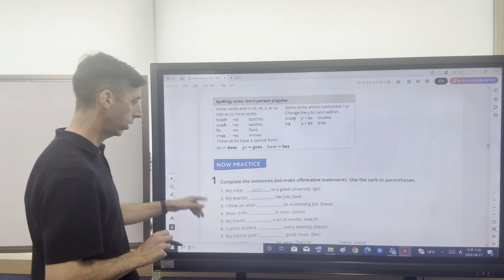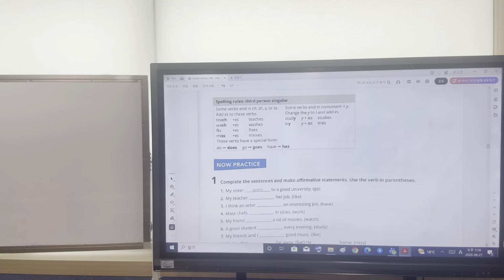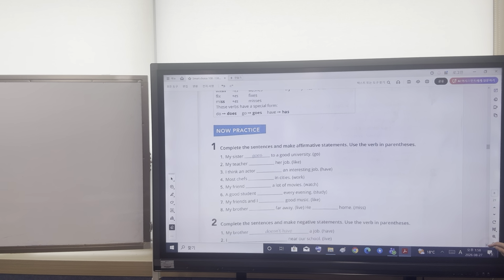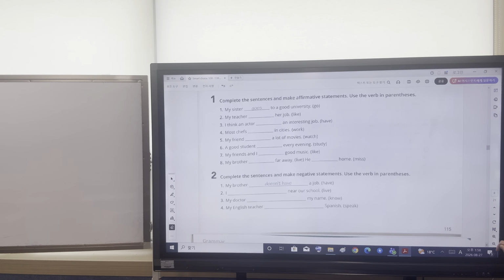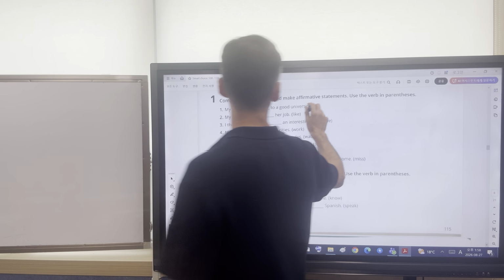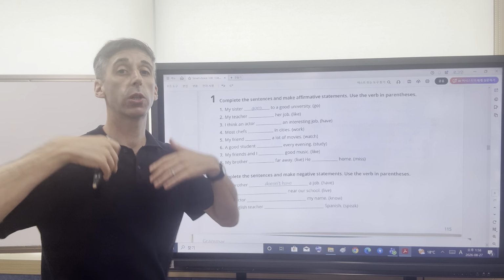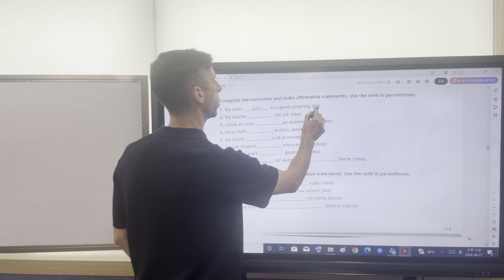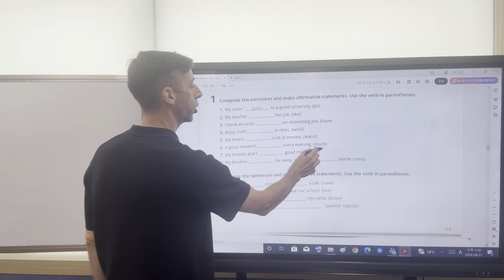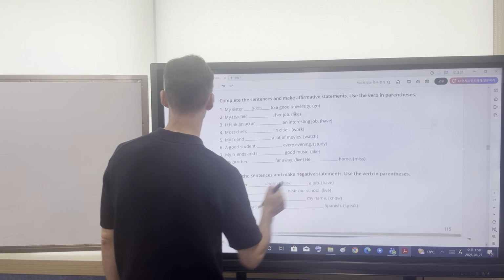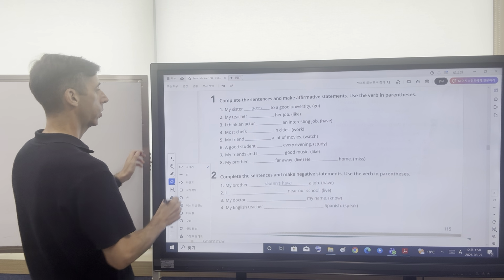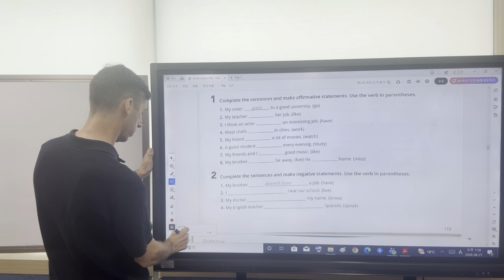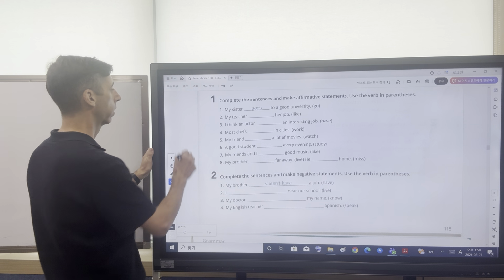Okay, we're going to look at the exercise and I will write down the correct verb beside it. Okay, so let's look at part 1 first and then part 2. So complete the sentences making affirmative, positive statements using the verb in parentheses. These are the verbs: go, like, have, work, watch, study, like, live, miss. Okay, so maybe we can make it a little bit easier to write.